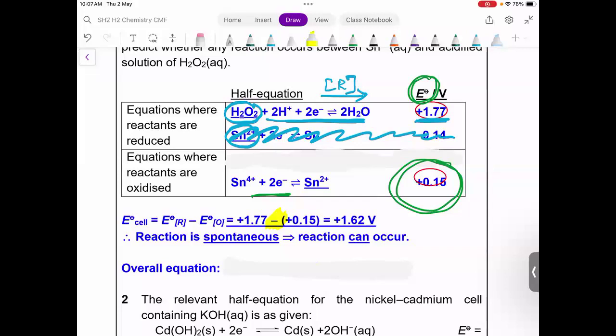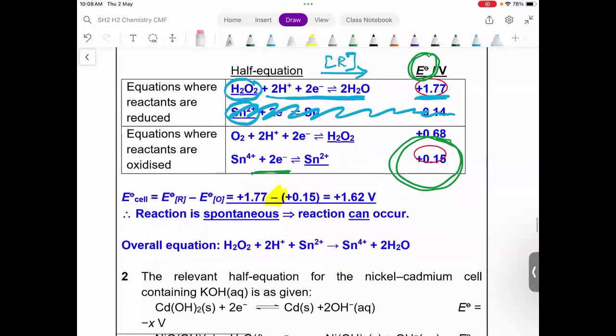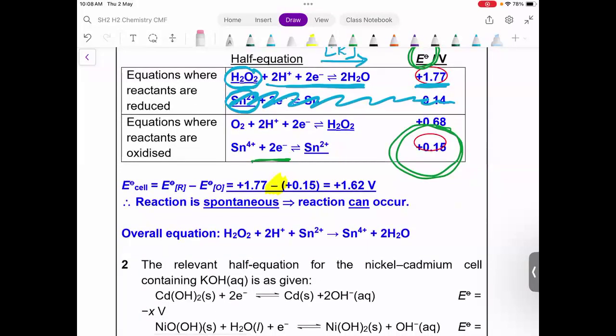Because it's going the reverse way, oxidation. But the E0 is for reduction. So the negative sign is there to flip it. No, there's also a hydrogen peroxide on the right side. Yes, there is. This one. So this is how the overall equation will look.